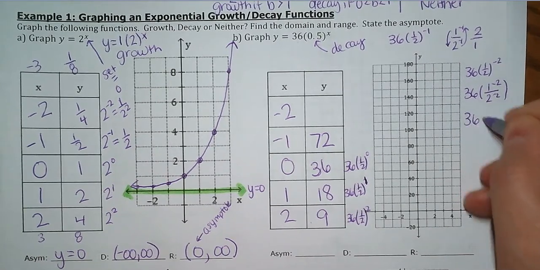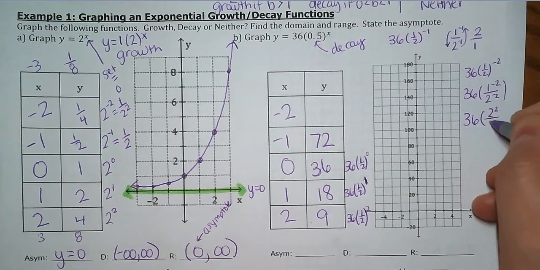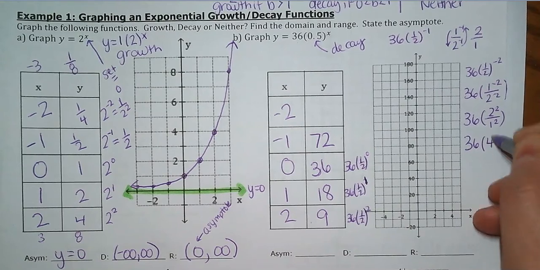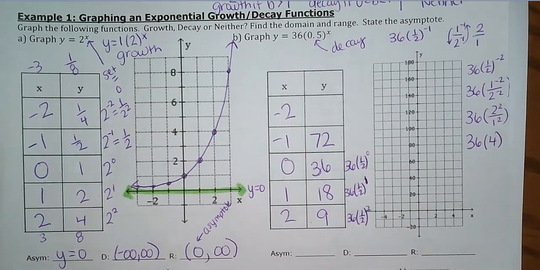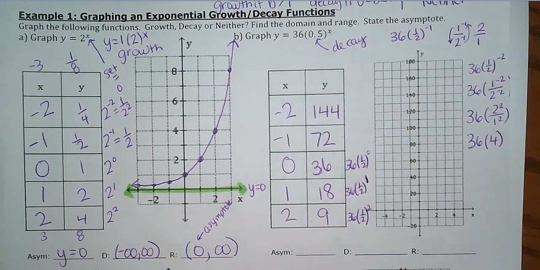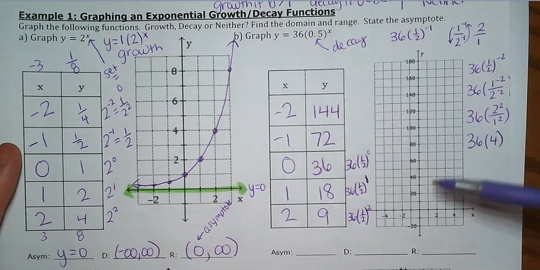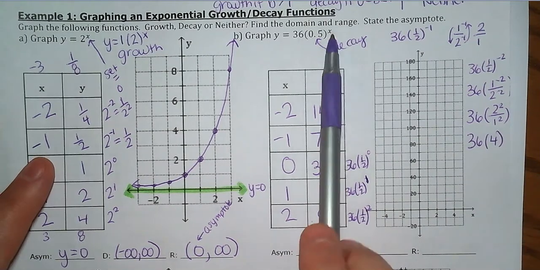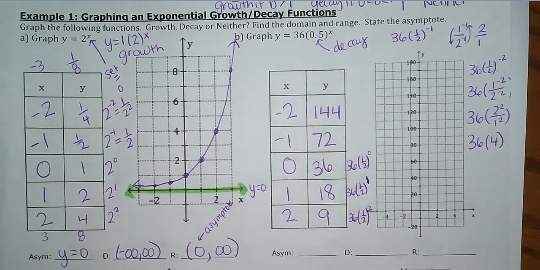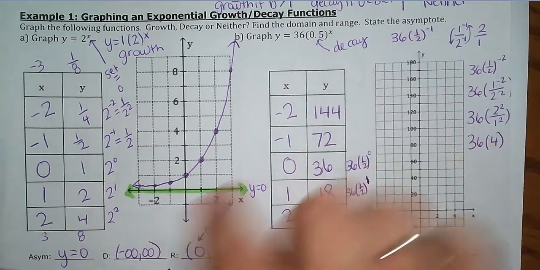If those switch, we'd have 2 squared over 1 squared, which would end up being 36 times 4. So that's why that number is going to get larger. That'll give you 144. Okay, so again, these graphs, we're just going to do our best to estimate. Whatever would make that exponent 0, that's going to be involved with making the table.